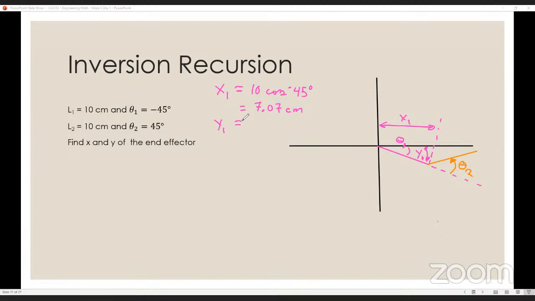Because it's the same length and 45 degrees, it's going to be a 1-1-root-2 triangle, so the X and Y distances are the same. You can run the numbers and do this for sine of 45, but cosine of 45 and sine of 45 are equal. It's 0.7071. And so multiply that by 10, 7.07 centimeters. Okay. That's X1 and Y1.